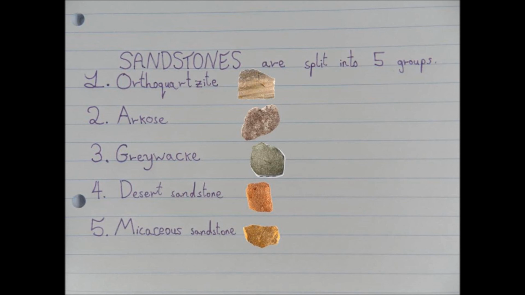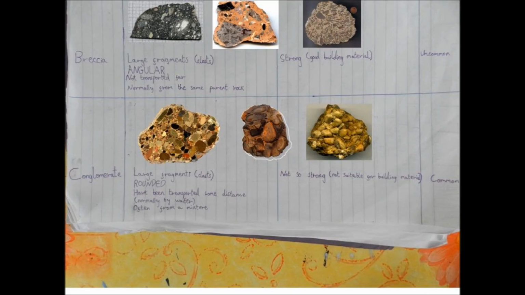So now let's talk about breccia and conglomerate and the differences between the two. Breccia have large fragments and so do conglomerates, but breccia are angular and conglomerate are rounded. It's a key thing. Now breccia are not transported far, whereas conglomerates have been transported some distance, and this is normally by water. So breccia is normally from the same parent rock, and conglomerate is often a mixture.